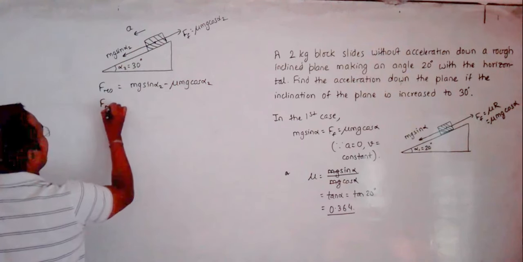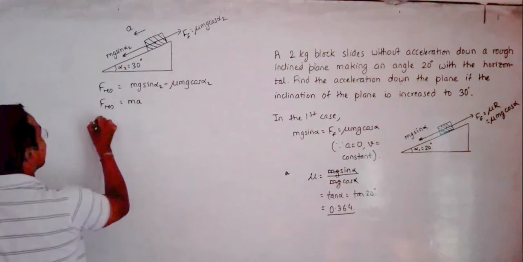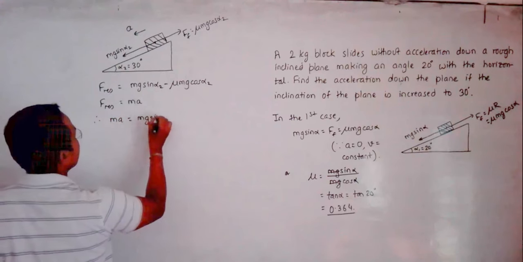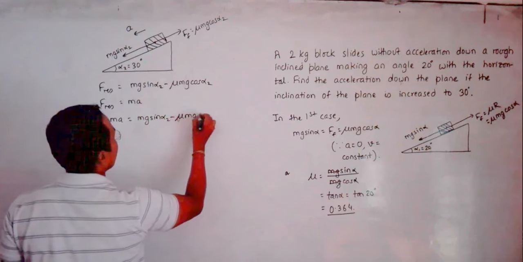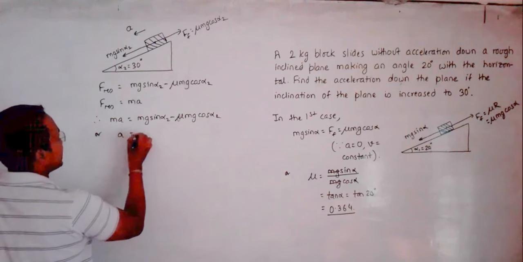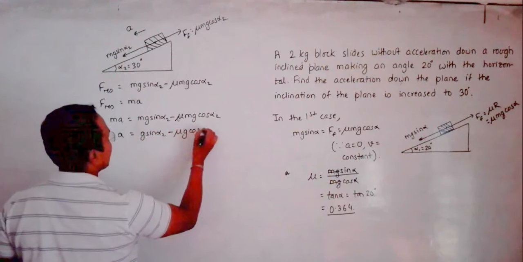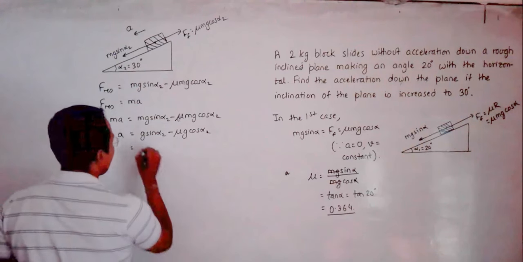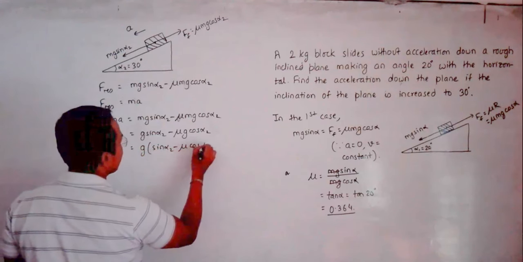Then also the resultant force is equal to mass into acceleration. So if I equate these two equations, I will have ma equal to mg sine alpha 2 minus mu mg cos alpha 2. From here m cancels, so a is equal to g sine alpha 2 minus mu g cos alpha 2. With g common, this is g times sine alpha 2 minus mu cos alpha 2.